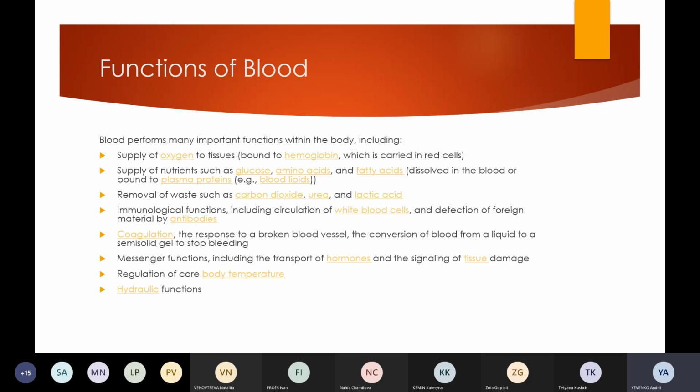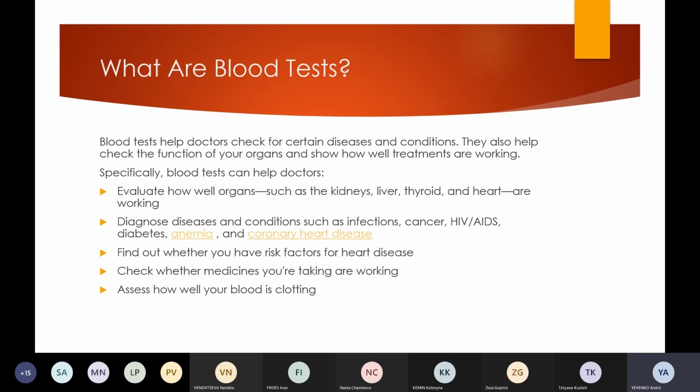It functions as a messenger also. It transports hormones and other biologically active substances to carry different signals to our body. It regulates body temperature, and it has hydraulic and mechanical functions, such as anti-shock and so on.